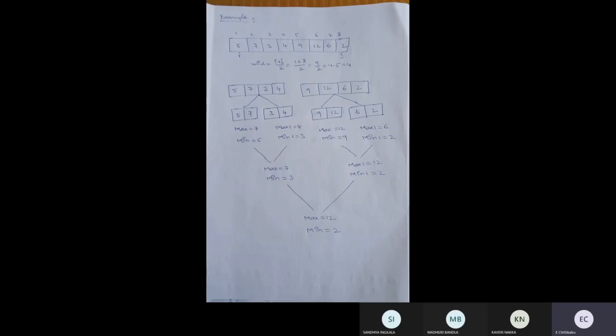Right? Yeah. This is a simple problem, right? Yes, sir. Next, we go to the time complexity.